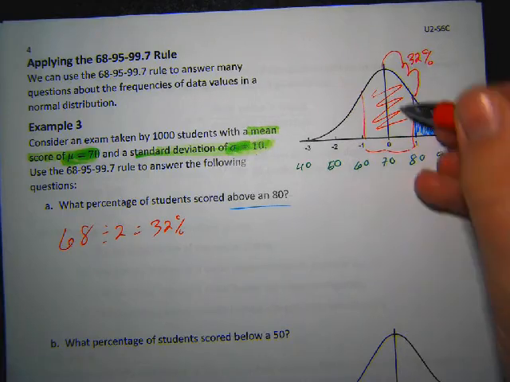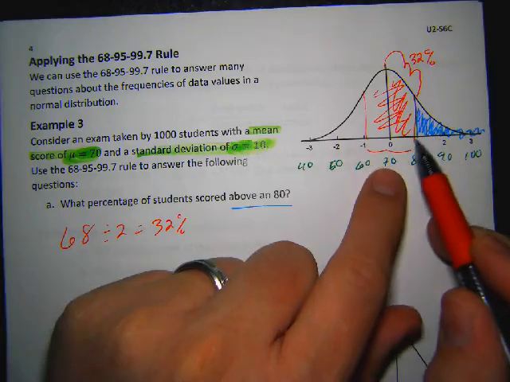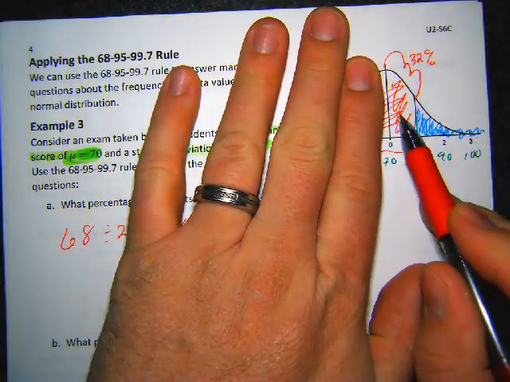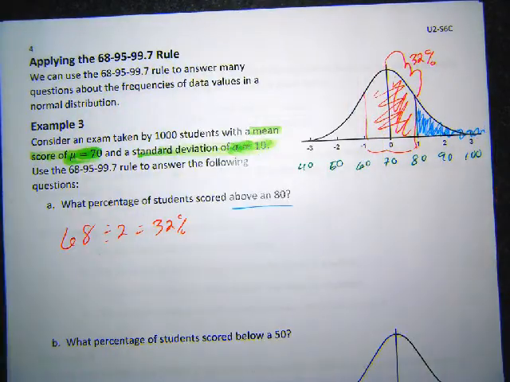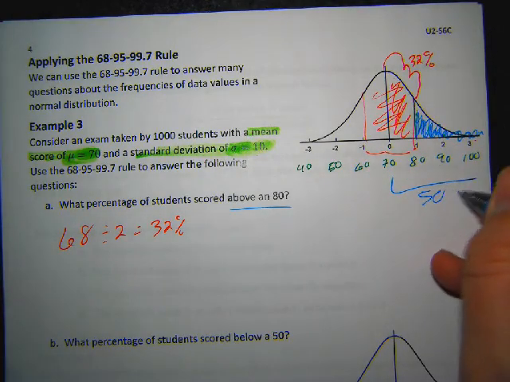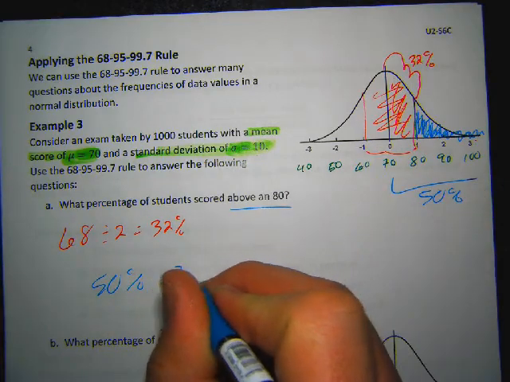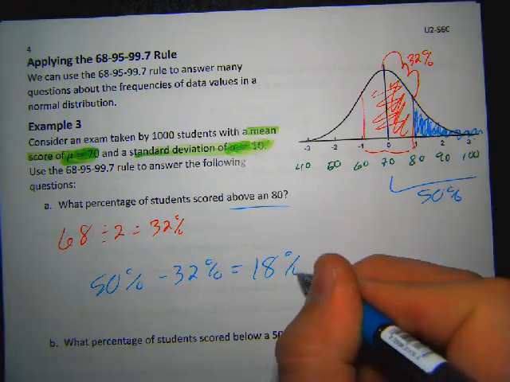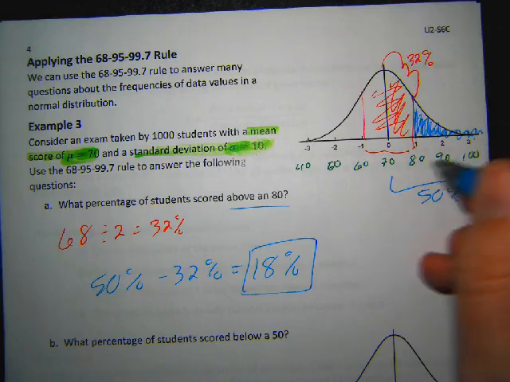Now why do I want this region? Well, if I have this region right here, the 32%, I could take this whole side, which is 50%, subtract 32%, and what's left is everything else. So I'm going to do 50% minus the 32%, and here I'm going to get 18% for this region. This region is actually 18% right here.